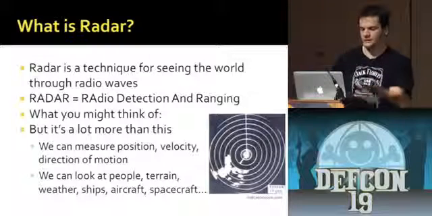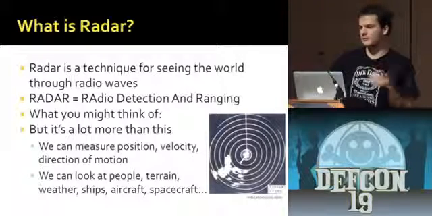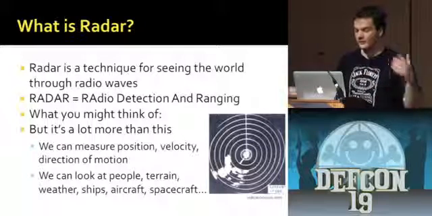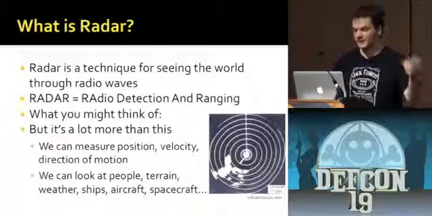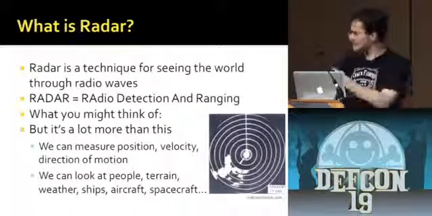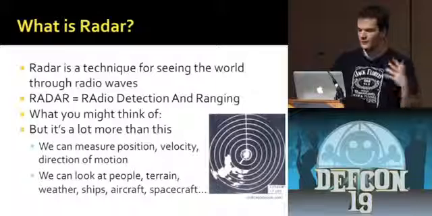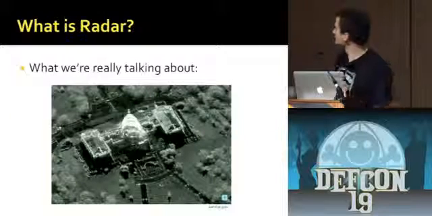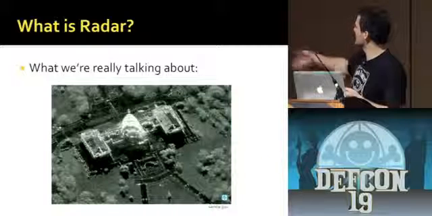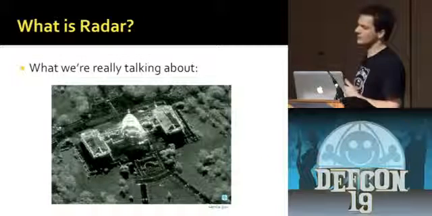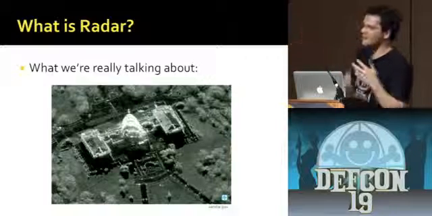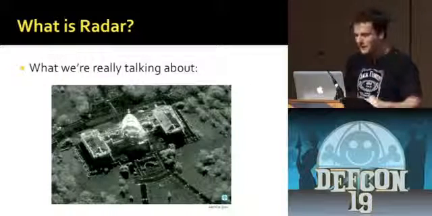I mean, here we've got people, terrain, like land surface. You can look at foliage, weather patterns, clouds, rain, ships, aircraft, spacecraft, like pretty much anything you can think of. So I'm not really talking about something like this, but what we can do today is more something like this. This is an image of the Capitol. I guess this is a Sandia radar system, but this is what synthetic aperture radar can really do with a nice system. So what we have is a 3D point cloud of the Capitol building taken from an aircraft.